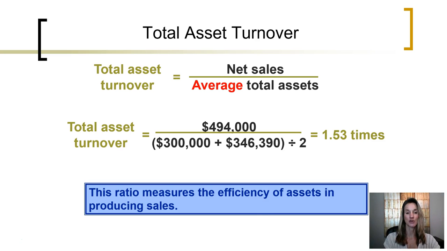Total asset turnover, net sales divided by average total assets, measures the efficiency of assets in producing sales.